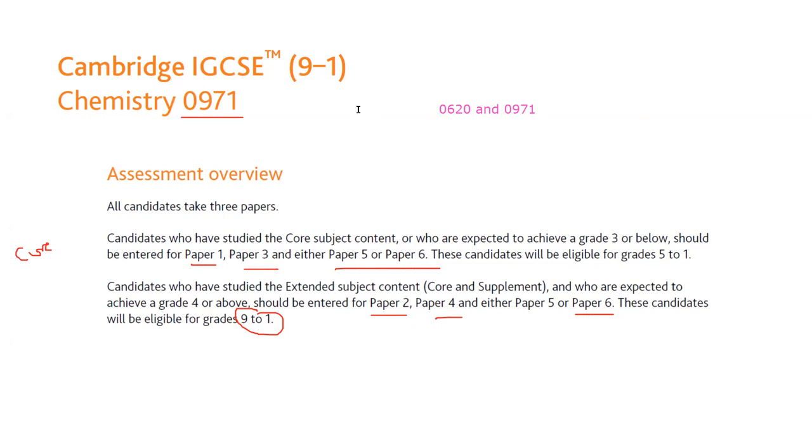Core and extended, these are the two parts of the syllabus. The syllabus is divided into core and extended part. So you will select the extended one. The maximum grade in extended you can have is A star in alphabetical, and in numeral you can have maximum 9. So you will not study anything about core. In short, the combination which you will select is paper 2, paper 4 and paper 6.